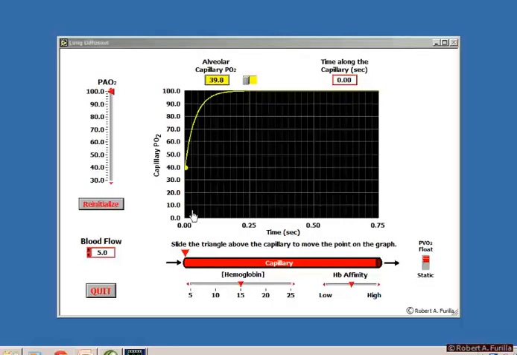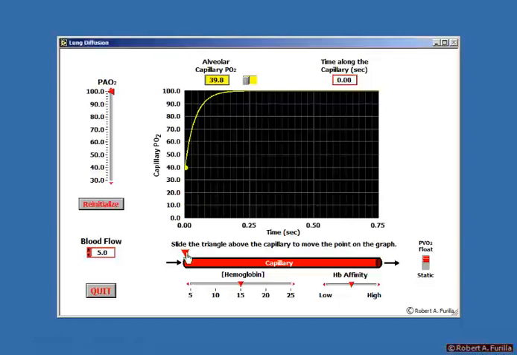And now I'm going to open up the pulmonary diffusion simulation and we'll do some experiments. In this model, I'm showing a graph of time along the capillary, starting at 0, and under normal circumstances with this blood flow it takes about 3/4 of a second to reach the other end of the capillary. On this axis I'm looking at capillary PO2. And I'm showing the alveolar capillary PO2 here, about 40 millimeters of mercury, and the time along the axis.